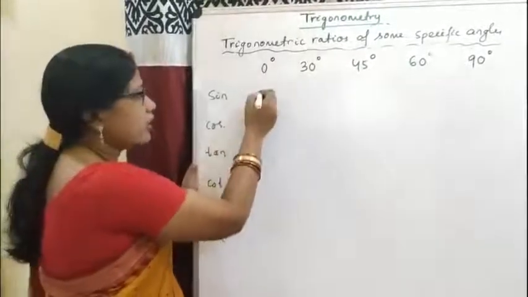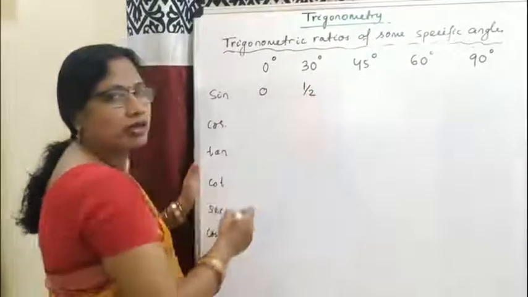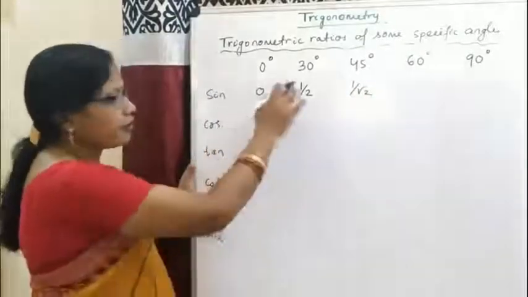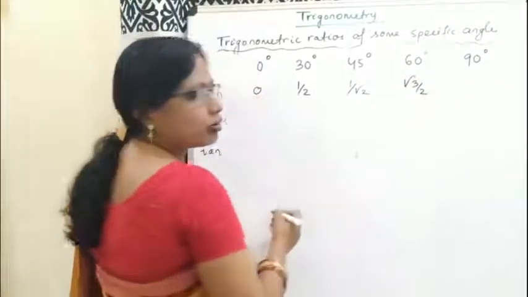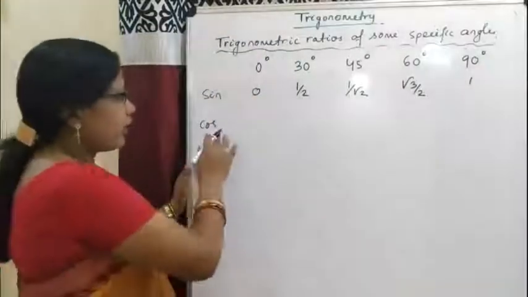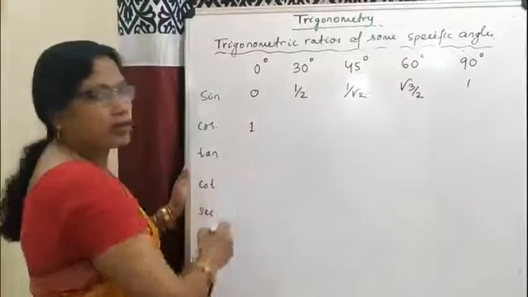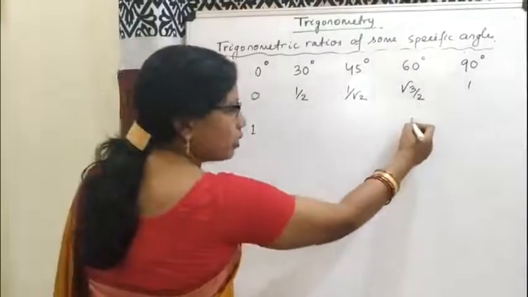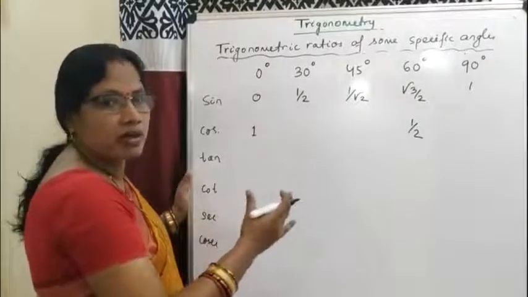So sine 0 degree is 0 and sine 30 is 1 by 2. Sine 45, just to recall you, is 1 by root 2. Sine 60 is root 3 by 2 and sine 90 is 1. So again cos, if sine 0 is 0, then cos 0 will be 1. Then sine 30 is 1 by 2, so cos 60 will be 1 by 2. In this way, you have to remember, this is the easy method to remember.